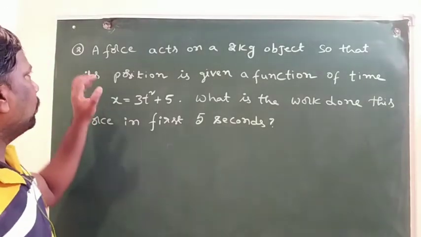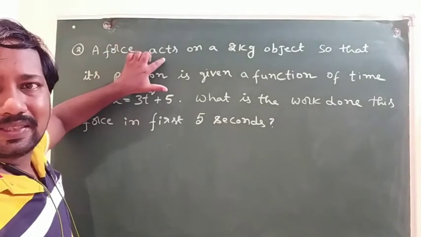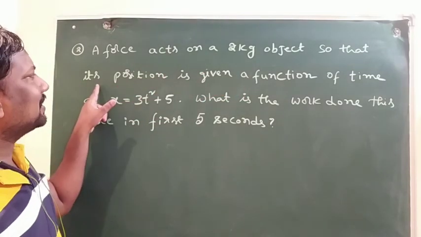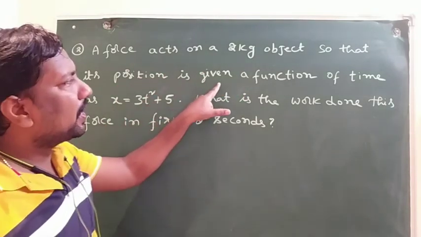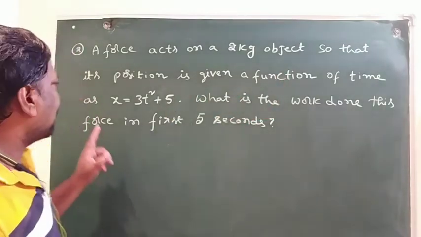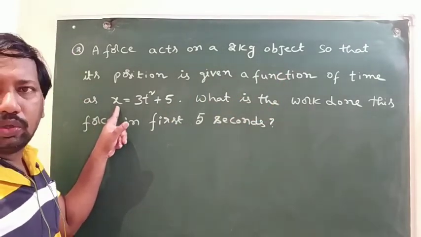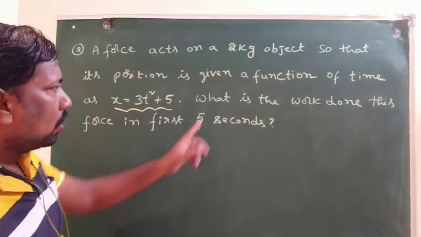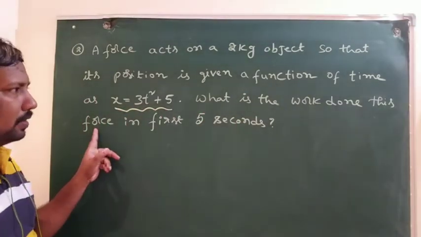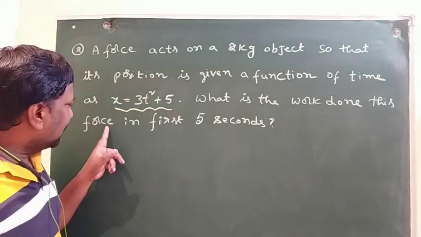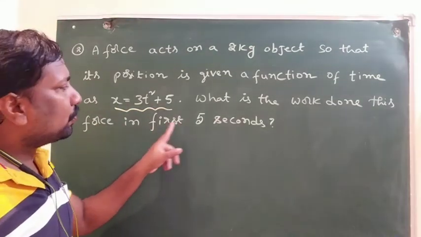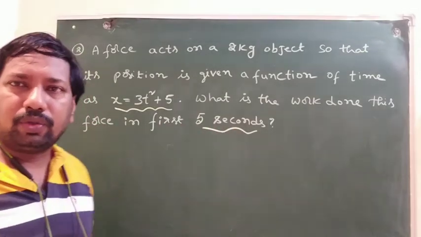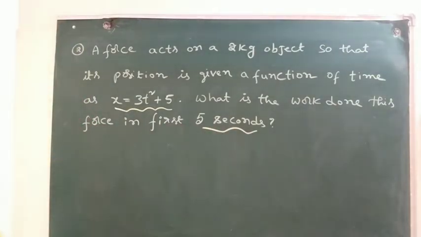Now the second problem. A force acts on a 2 kg object so that its position is given as a function of time as x equal to 3t squared plus 5. What is the work done by this force in the first 5 seconds? So now you can find out the work. Now solve this question.